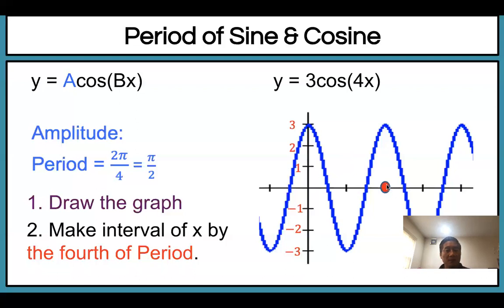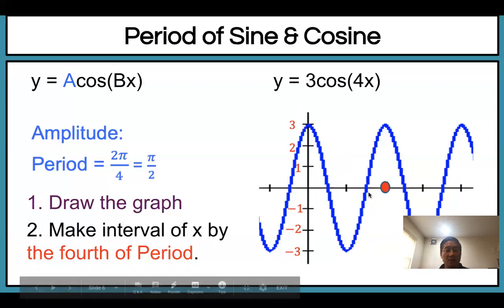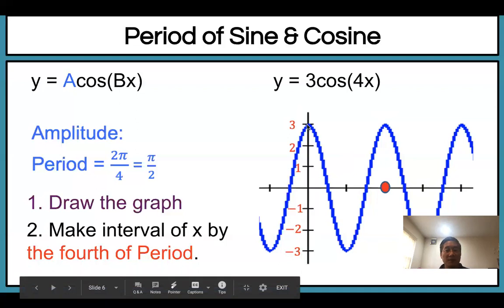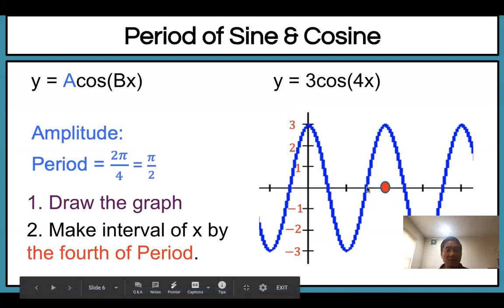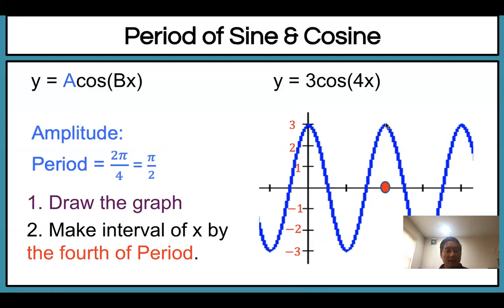So make the period here. One cycle from here to here, what is the length? That's the period, right? One cycle of the cosine: start from the highest, touch the 0, go to the minimum, touch the 0, go to the highest. That's one cycle. But what's the period? 2 pi over 4, which is pi over 2, 90 degrees.